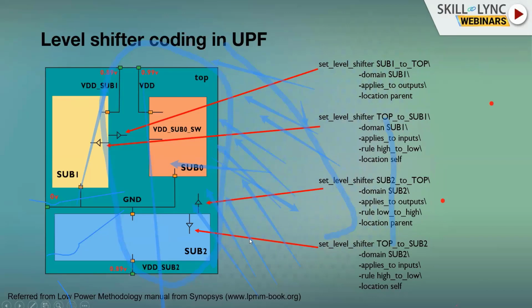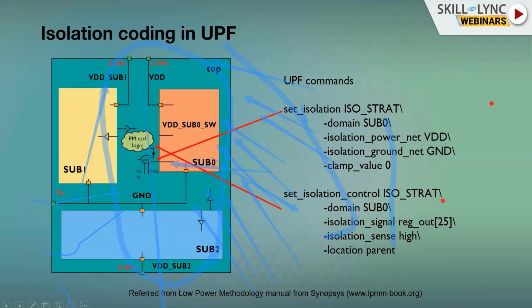Similar thing they are doing for sub 2. So now let us see how the isolation coding happens in our same design. So they are creating an isolation, and this is the isolation strategy name, and this is your domain where you are putting an isolation. And what should be the supply for the isolation? Isolation cell mainly should be a VDD, and the ground is a ground. Then the clamp value, whether it should be an AND type isolation cell or an OR type isolation cell, is mainly told with the clamp value.